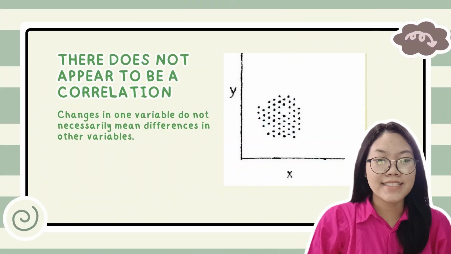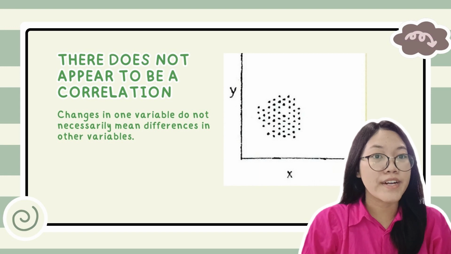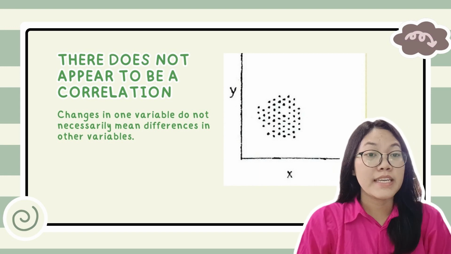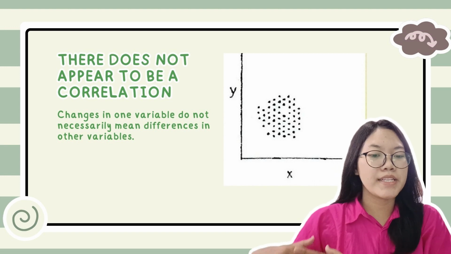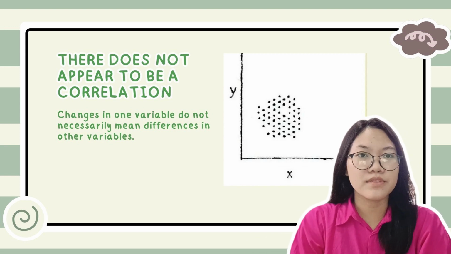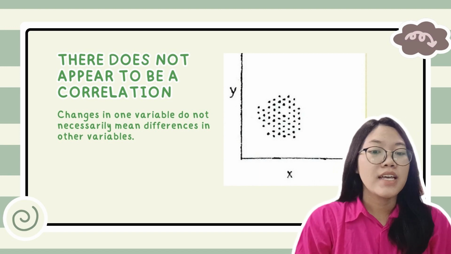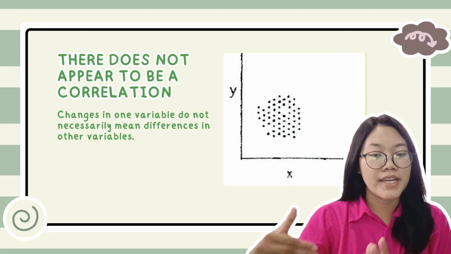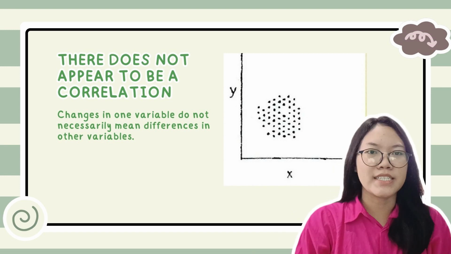Third is there does not appear to be a correlation. It means a change in one variable does not necessarily mean a difference in other variables. If you look at the picture, it is very clear that the points are very scattered. So the pattern has no correlation.